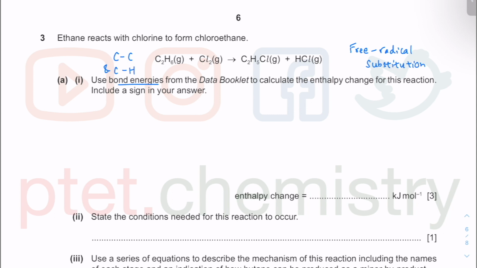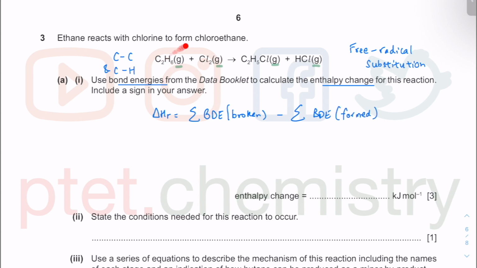Now use bond energies in order to calculate the enthalpy change for this reaction. You will do well to notice that all of these are in the gaseous state. That means we can use bond energy. We know that our bond energy in the use of calculation for enthalpy change is going to be the bond energy broken. So there's the reactant side, and I need to have minus the sum of the bond energy formed on the product side.